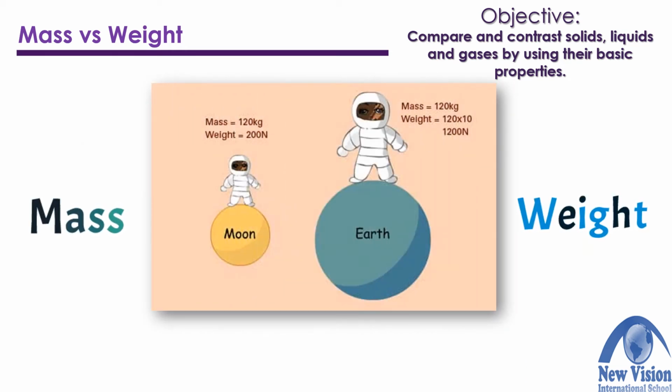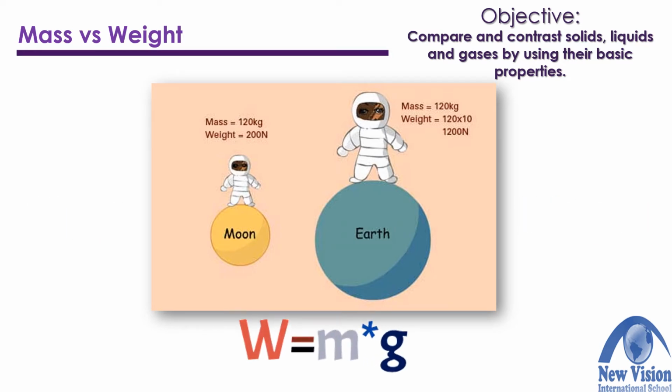Let's take a look at this one. If you notice, his mass on the moon and on Earth are the same, 120 kilograms. But his weight on Earth is larger as compared to his weight on the moon because of the gravitational acceleration. We can calculate weight with this formula: weight is equal to mass times the acceleration of gravity. But let's save that for another video.